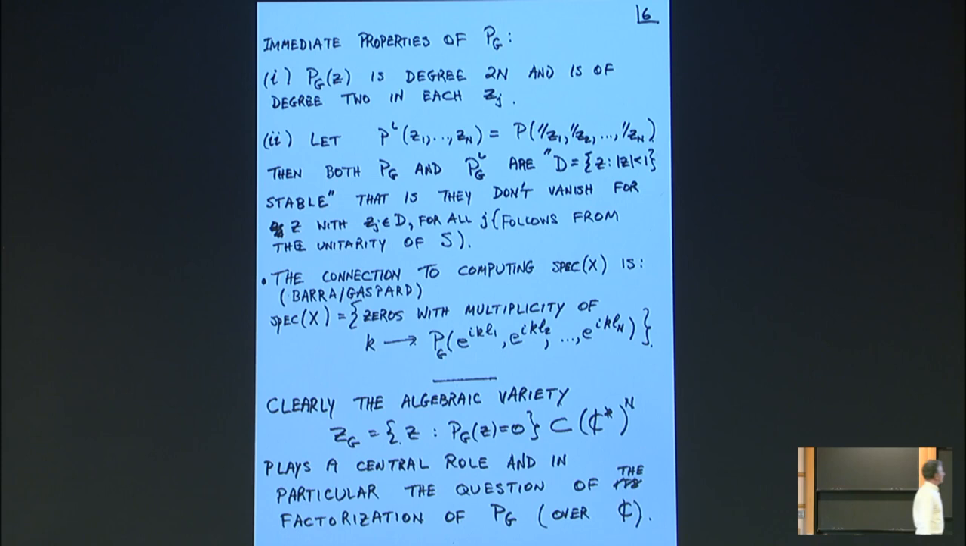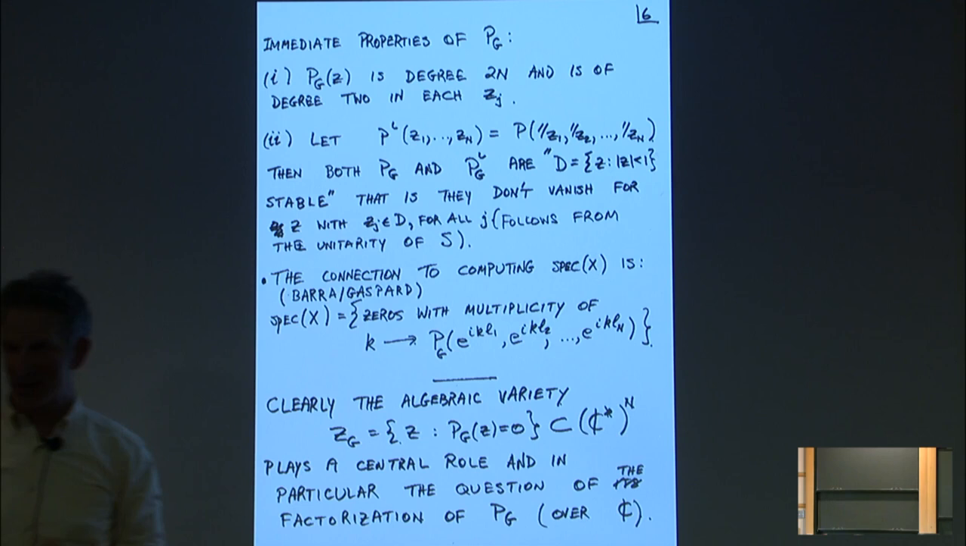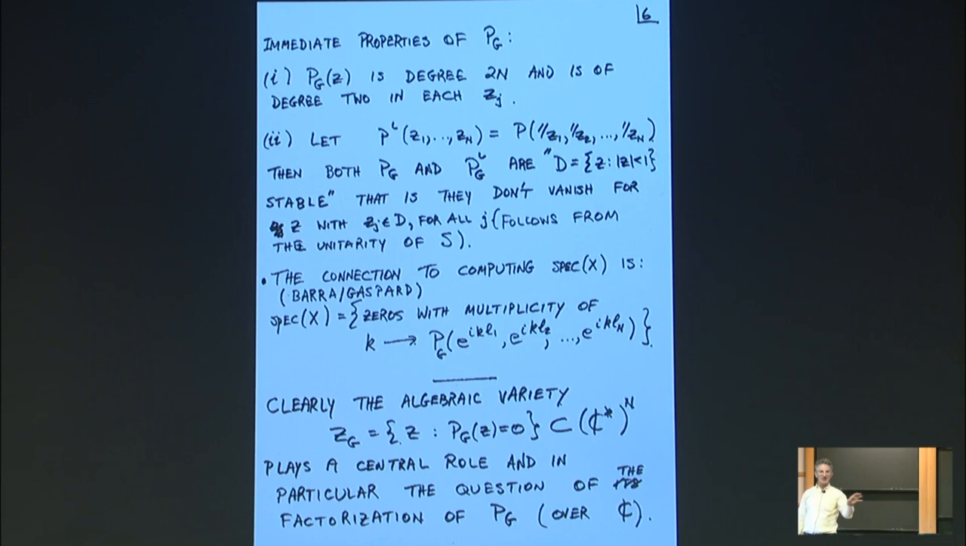All right, so this polynomial happens to be D-stable. So let me remind you what a stable polynomial is. A polynomial in several variables is stable relative to a set if, as you allow all the variables to go over the entire complex plane, in that set only, it never vanishes.